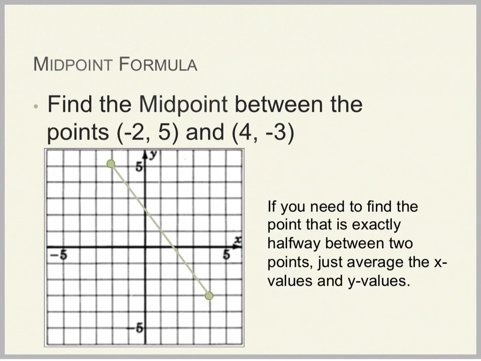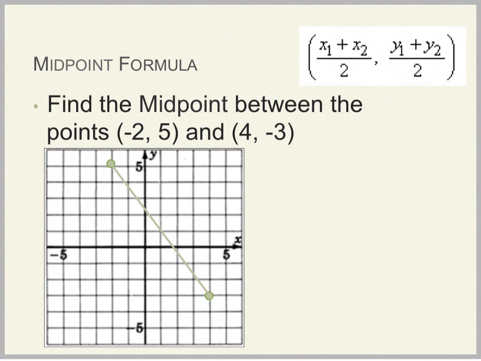Let's say we want to find the midpoint between these 2 points, negative 2, 5, and 4, 3. We're trying to find the point that is halfway in between those 2 points. So in essence, what we'll be doing is averaging the x values and y values. Our formula looks like an average, where we average x1 plus x2 and divide that by 2. And the y value is y1 plus y2 divided by 2.